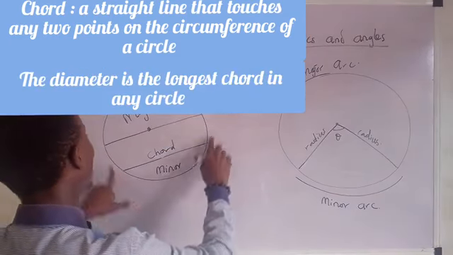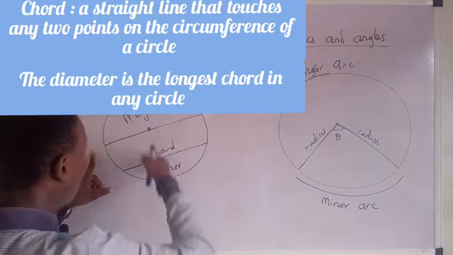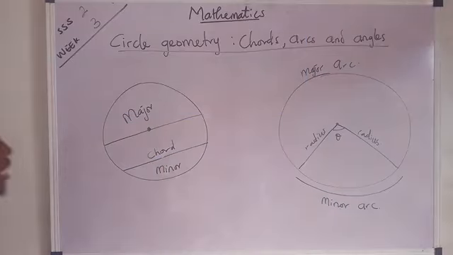Your diameter, because this is the longest. If you check the distance between here and here, this actually seems to be the longest distance in the circle. If you pass it this way, it's still the same thing. Are you getting me now? So your diameter is actually the longest chord in a circle.